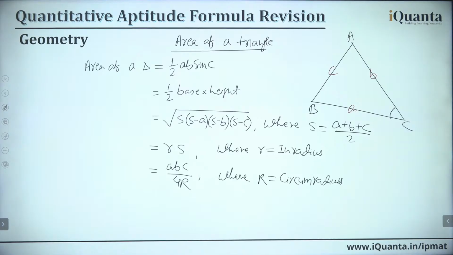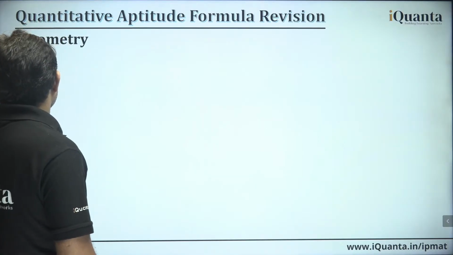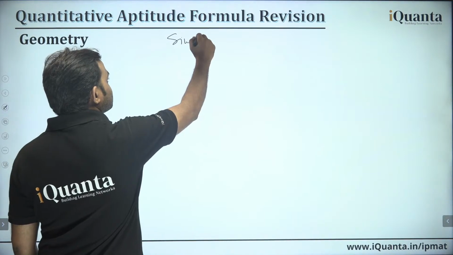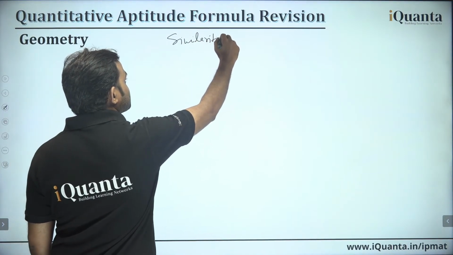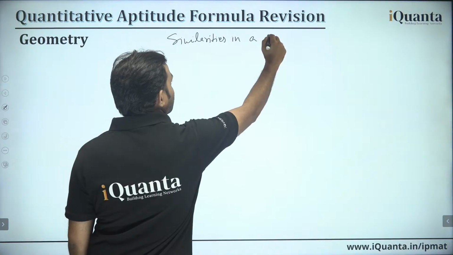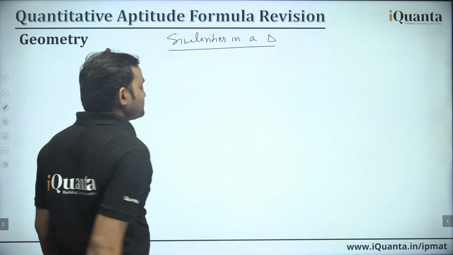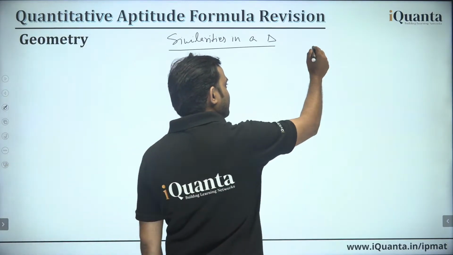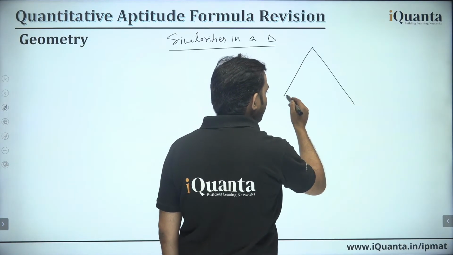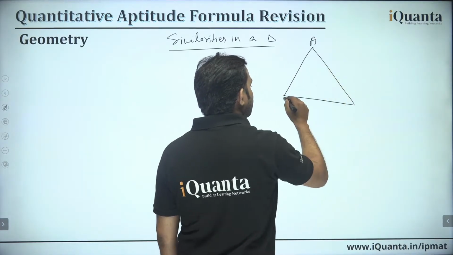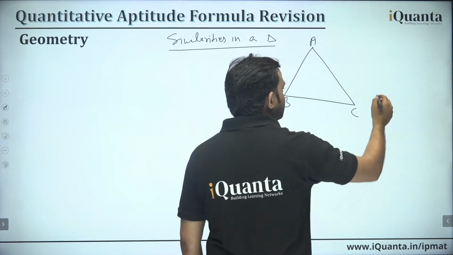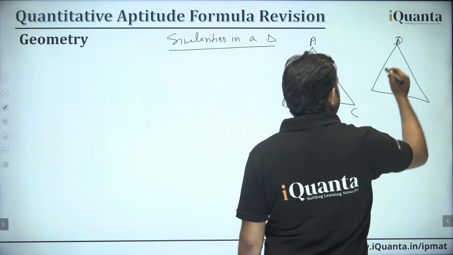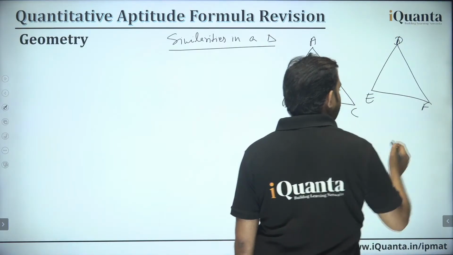All right. Now, next is similarities in a triangle. Similarities in a triangle, right? So, in case of similarities, if we talk about two triangles with similar properties, let's say there are two triangles ABC and DEF.